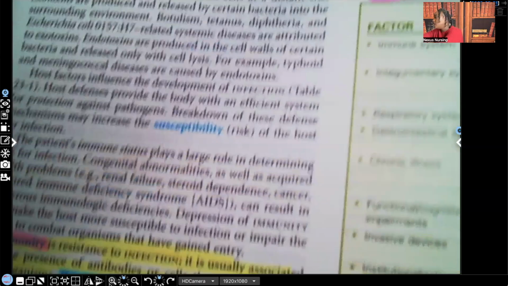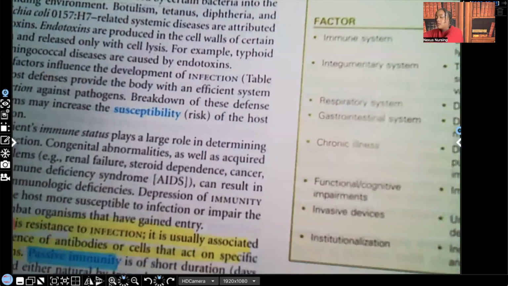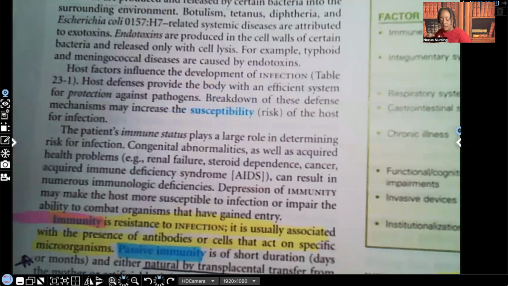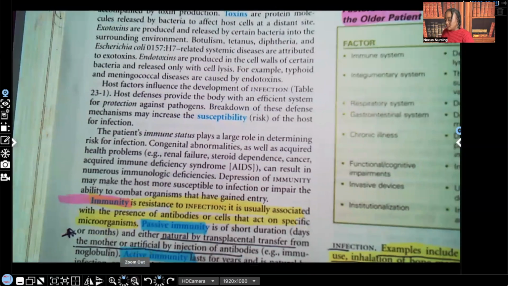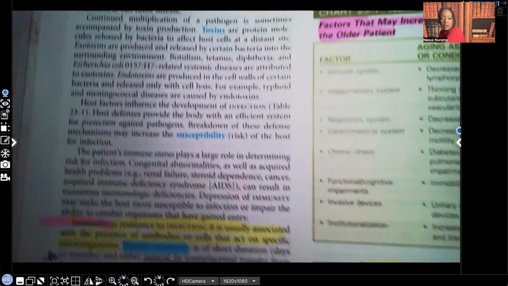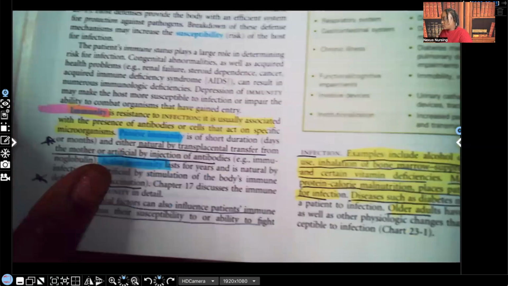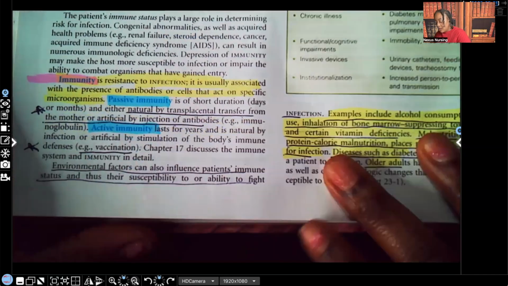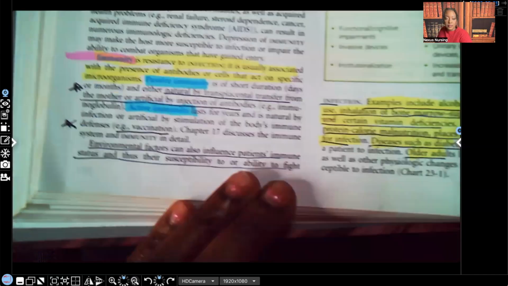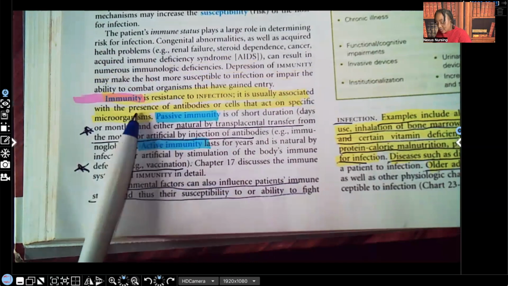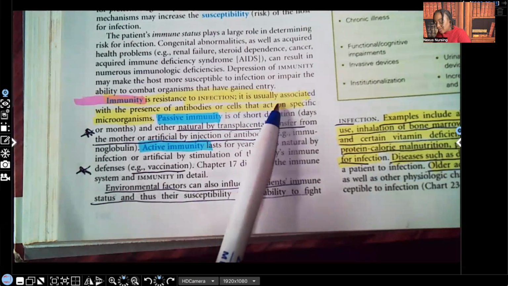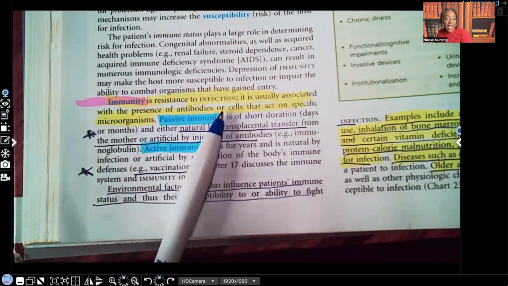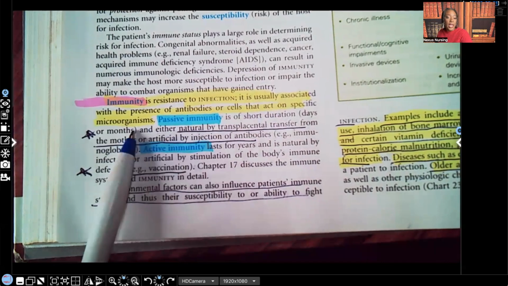Let's take a look at immunity. Immunity is the resistance to infection. It's usually associated with the presence of antibodies or cells that act on specific microorganisms.